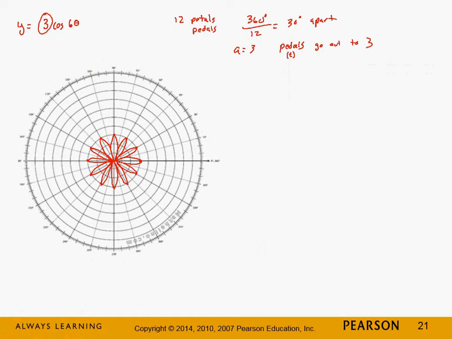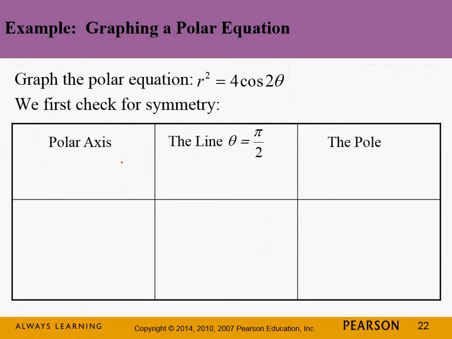All right, and here we have a different kind. r squared equals 4 cosine 2 theta. So we want to check for symmetry. Does it have polar axis symmetry? What do we check for? We do theta equals negative theta. So we get r squared equals 4 cosine negative 2 theta, which gives us r squared equals 4 cosine 2 theta. Is that the same? Yes.